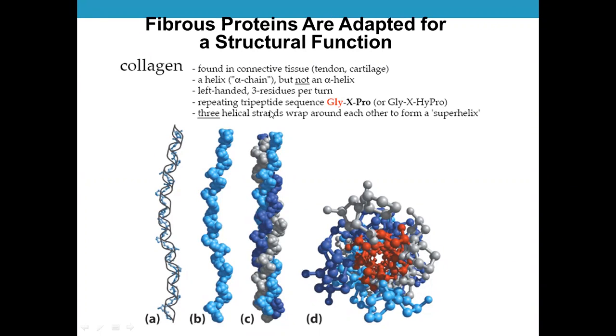So again, this is for your collagen. You can see that it is like an alpha helix, but not a helix. It's an alpha chain because there are 3 residues per turn, not 4 residues.